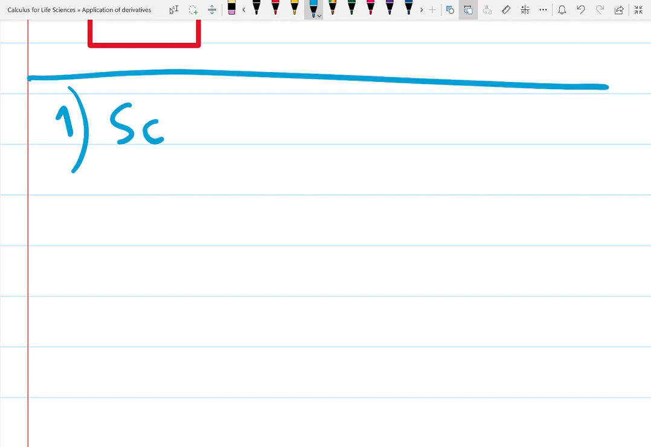Step 1, sketch the picture. Whatever they tell you, sketch. Much better. Sketch the picture.